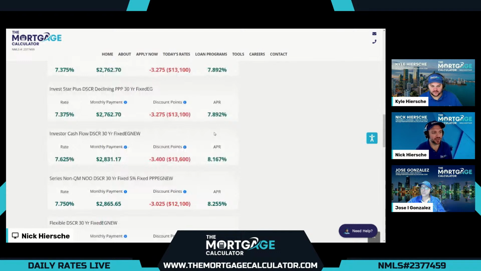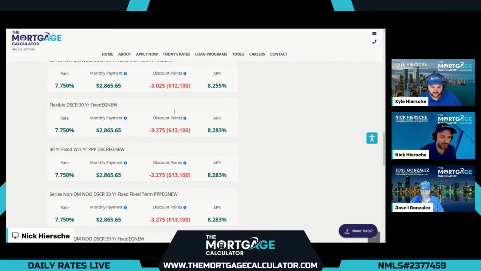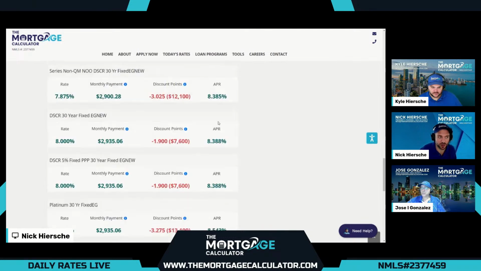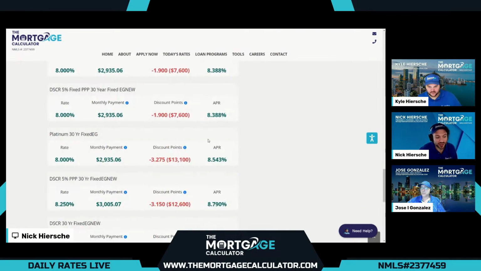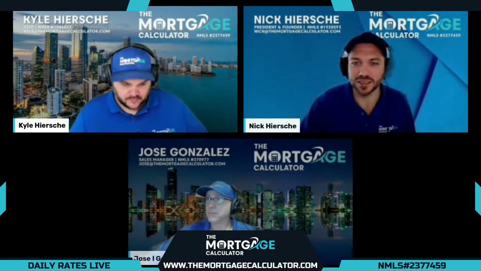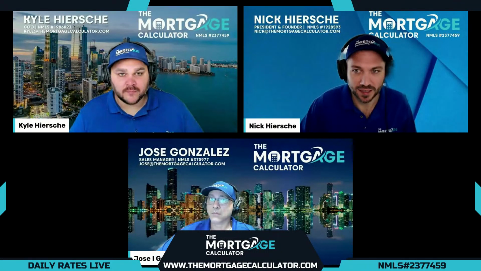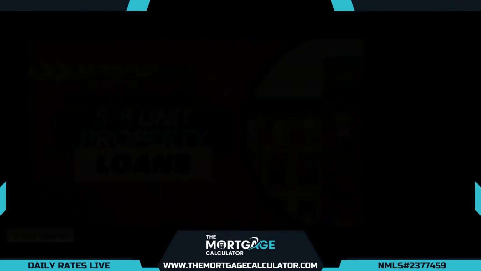Some of these at a little bit higher rates and costs may allow things like bankruptcies, foreclosures, other credit issues. Some may allow different ways to calculate the income, like short-term rental income. And some of these options here, obviously a little bit further down probably, do allow unique properties such as our 5 to 8 units, which is today's topic. So let me go ahead and switch my screen here.